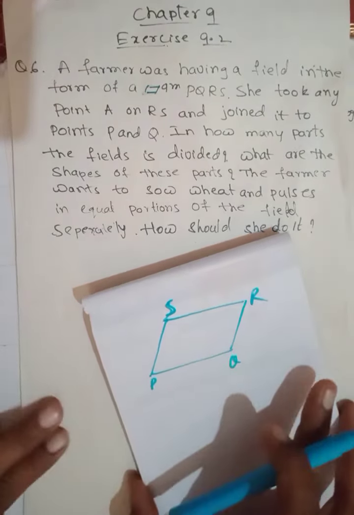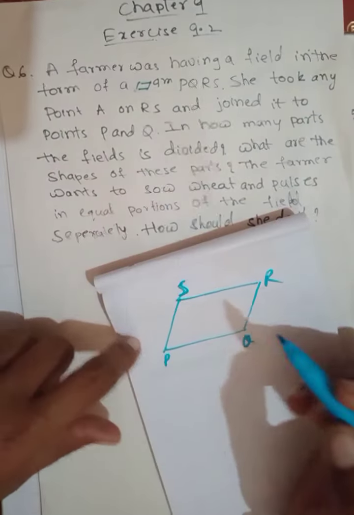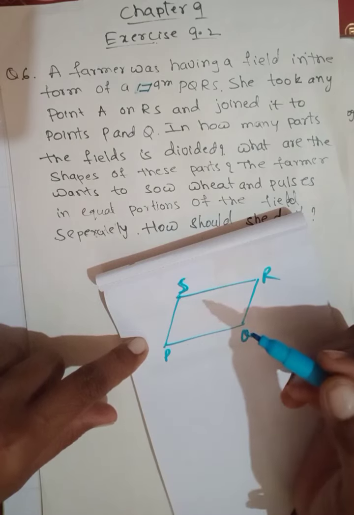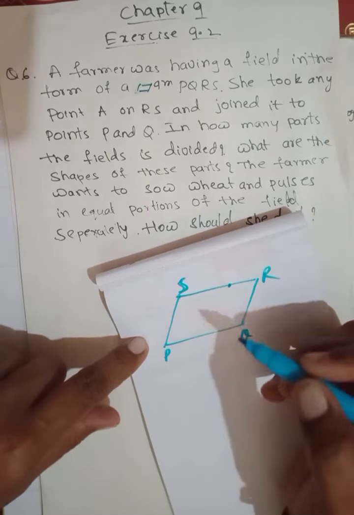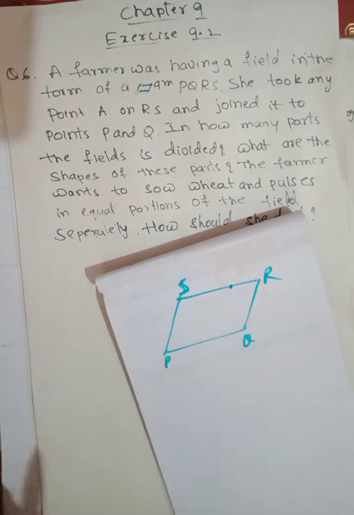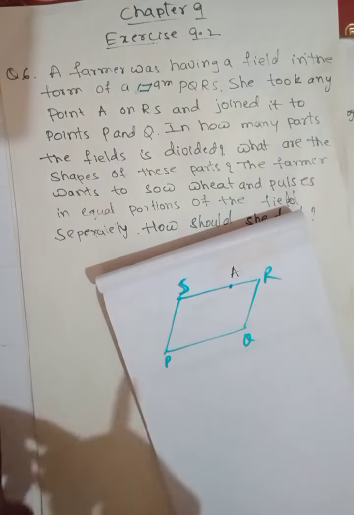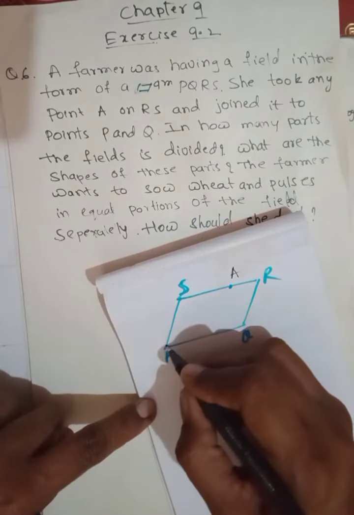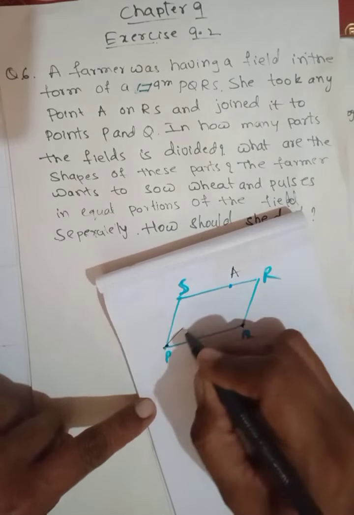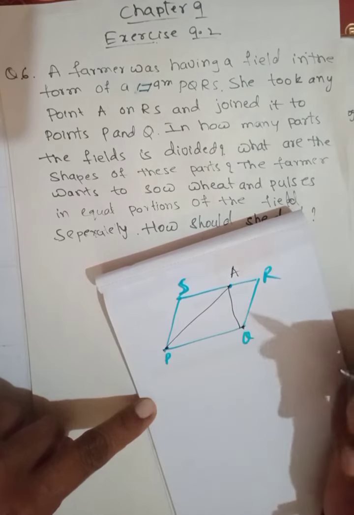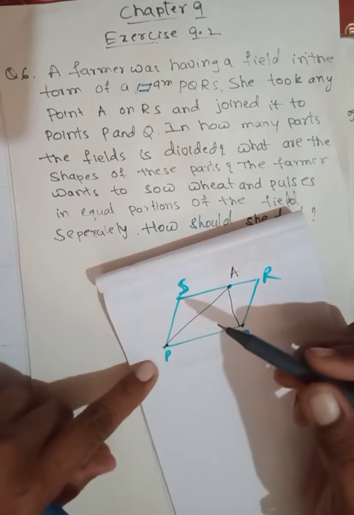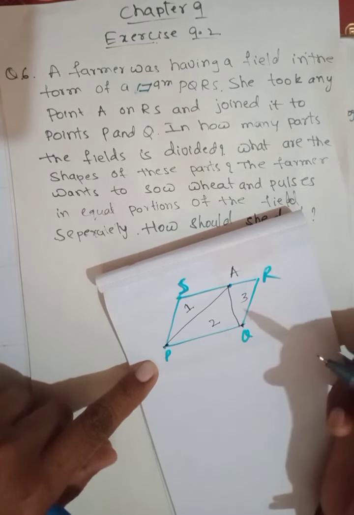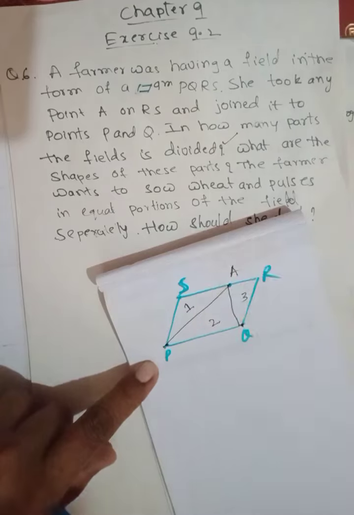Then C took a point, any point A on RS. Any point means maybe here or here, anywhere, not exactly in the middle. C called it A on RS, a very interesting problem, and joined it to points P and Q. See here, if you go this way, you are going to get this. So easy. In how many parts is the field divided? Very simple question. It is divided into 3 parts. Up to this it is very simple to understand.